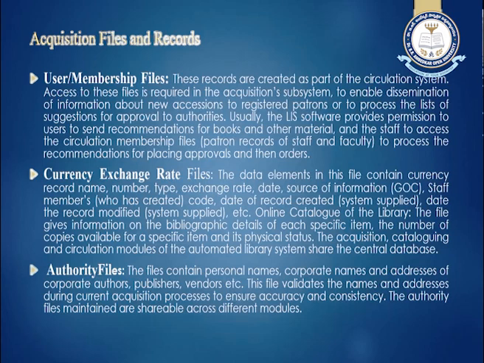Similarly, the circulation section can retrieve the cataloging record for the books to issue the books. Then currency exchange rate is about currency: the currency record number, exchange rate, source of information such as Government of India, staff member who has created or modified it. The date when you enter it, the system will supply. The date you modify, the system will supply. Who has created that record, who has modified it, everything the system will show. So you know who has done that record. These sorts of real-time updates we will be getting.